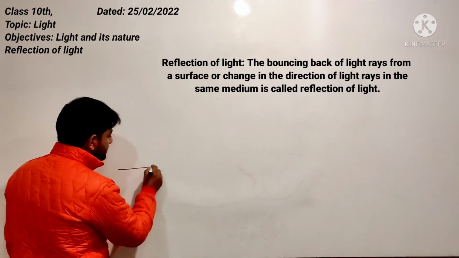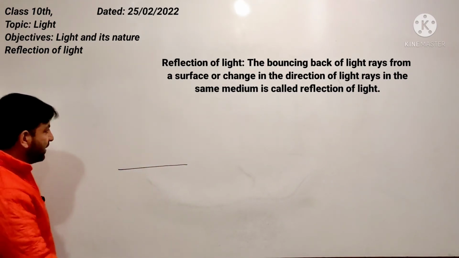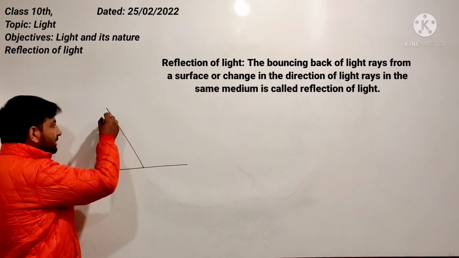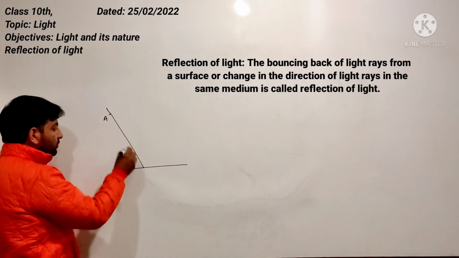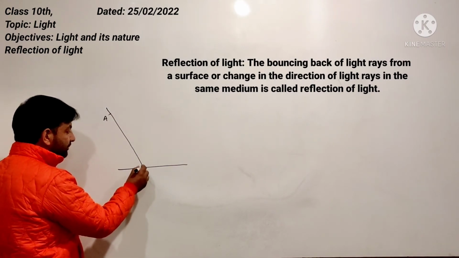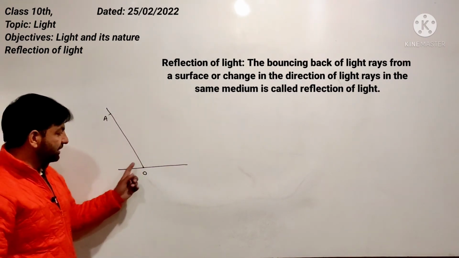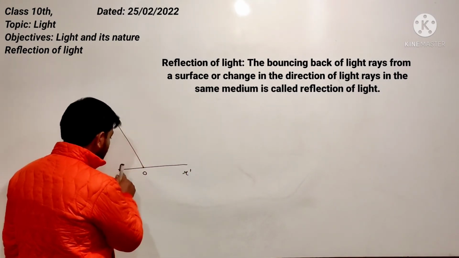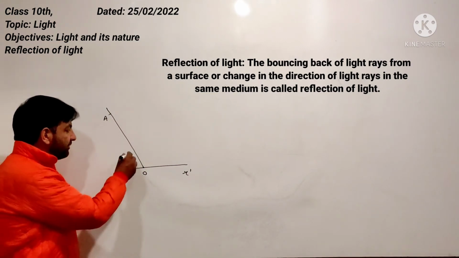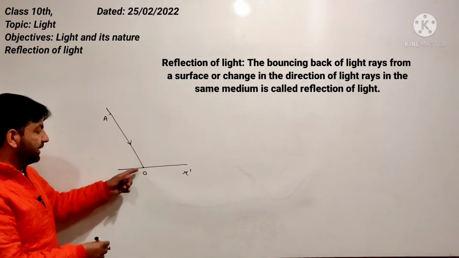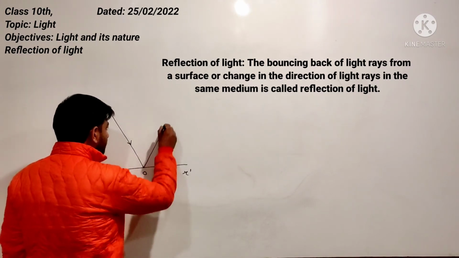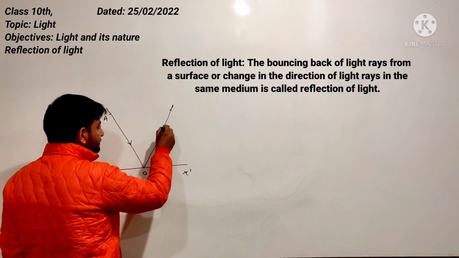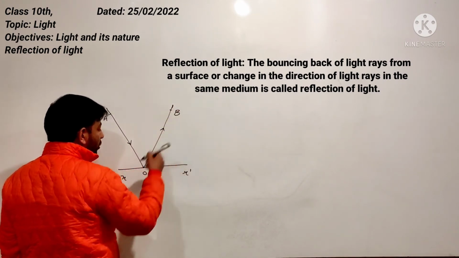I'm explaining it like this. Suppose this is a plane surface. Now a light ray falls on it. This is the light ray. So I denote light ray AO. So let this light ray fall on the surface. I will name this surface X dash. So this incident light ray falls on this surface and it is reflected back by making some angle. Let's consider it is reflected along OB.